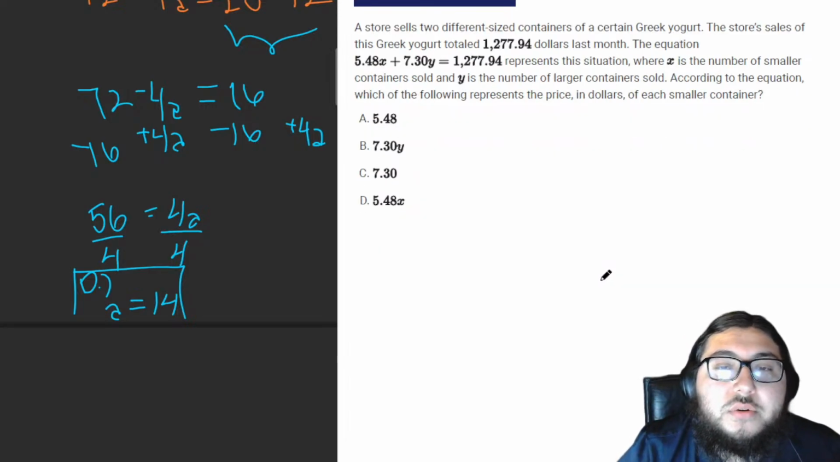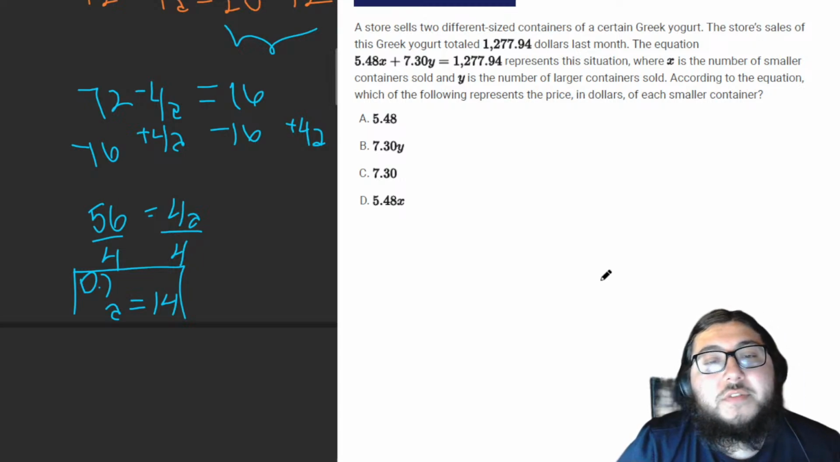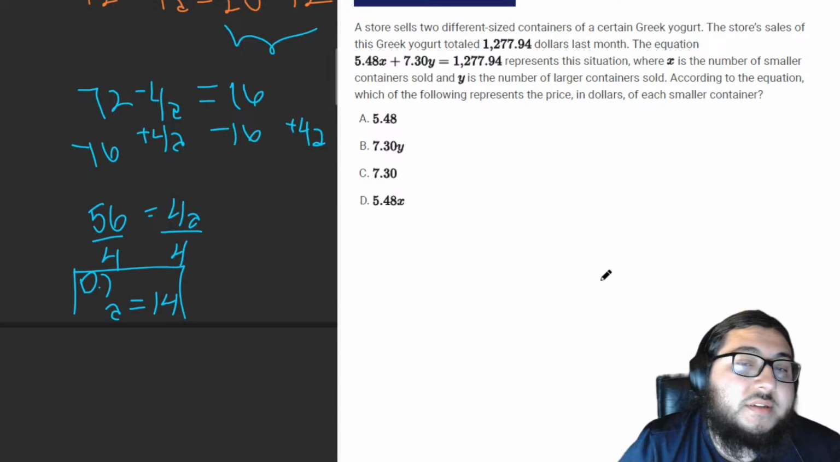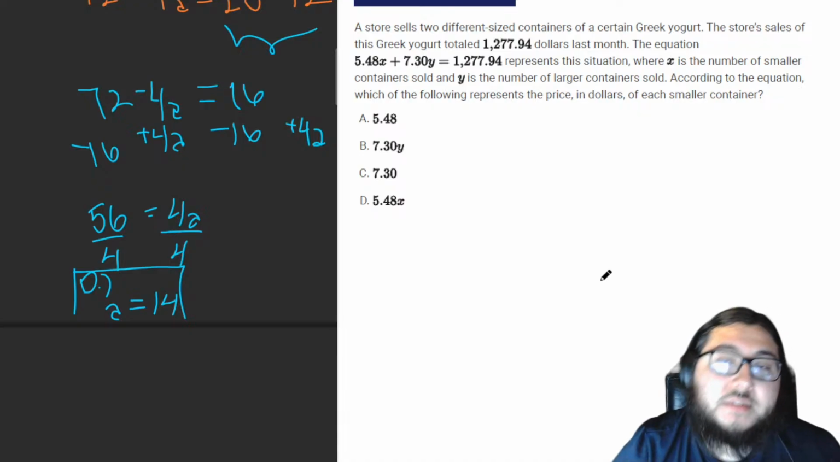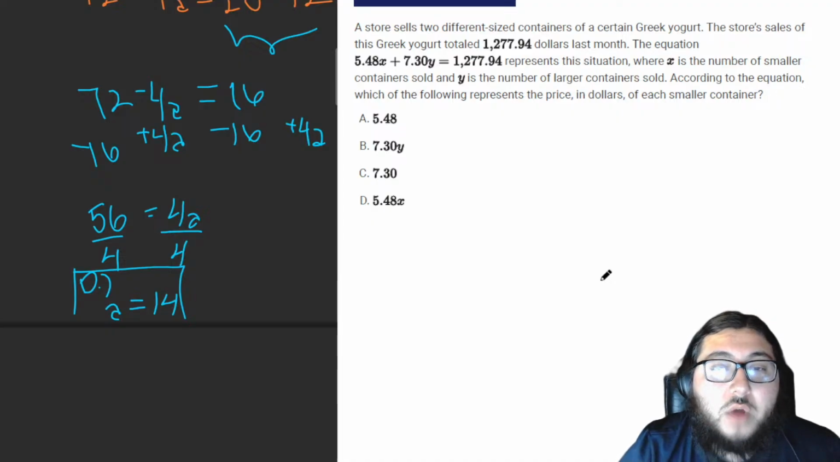A store sells 2 different sized containers of a certain Greek yogurt. The store sales of this Greek yogurt totaled $1,277.94 last month. The equation 5.48x plus 7.30y equals 1,277.94 represents the situation, where x is the number of smaller containers sold and y is the number of larger containers sold. According to the equation, which of the following represents the price in dollars of each smaller container?